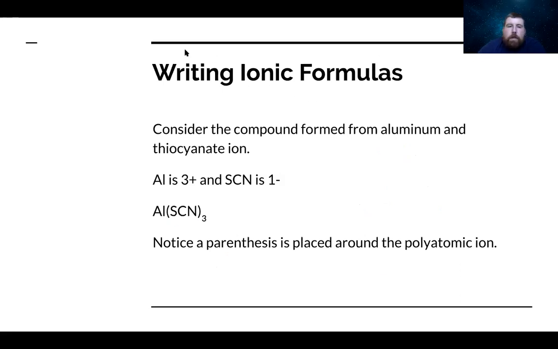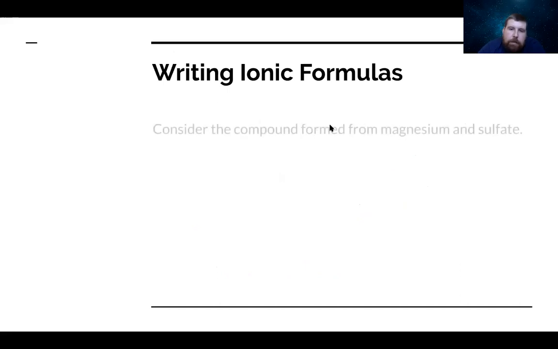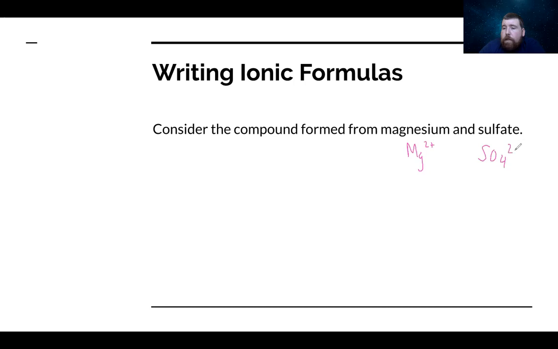Last example here we're going to go ahead and look at magnesium and sulfate. Magnesium is in the second column on the periodic table, so it's going to have a 2 plus charge. Sulfate is the polyatomic ion, SO4 2 minus. What's really nice about this one is that they have the same charge, but opposite sign. That means all you need is one of each of them in the formula. So magnesium is 2 plus, sulfate is 2 minus. It's just going to be MgSO4.